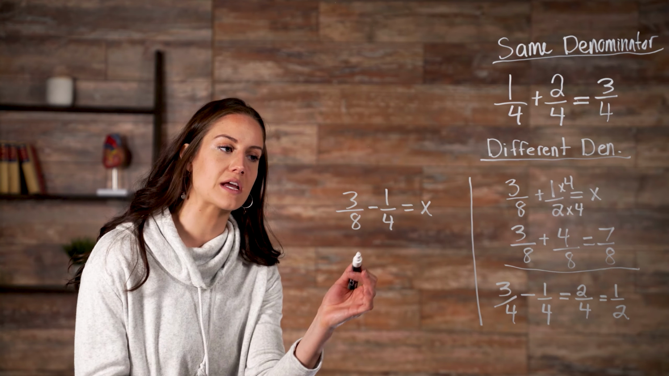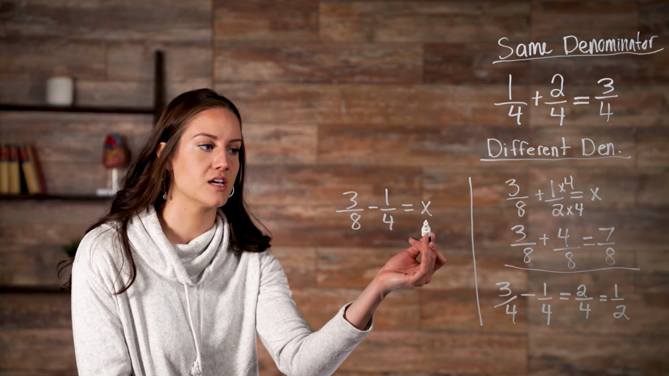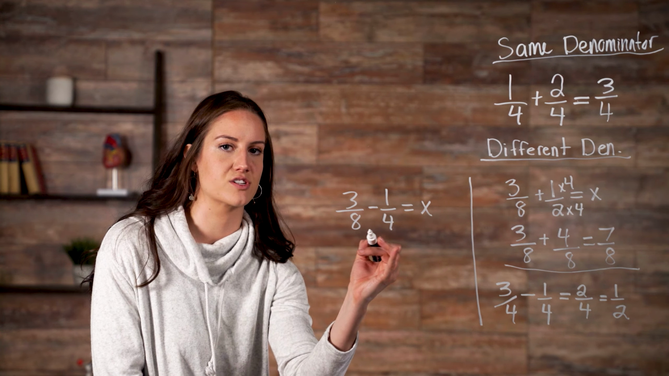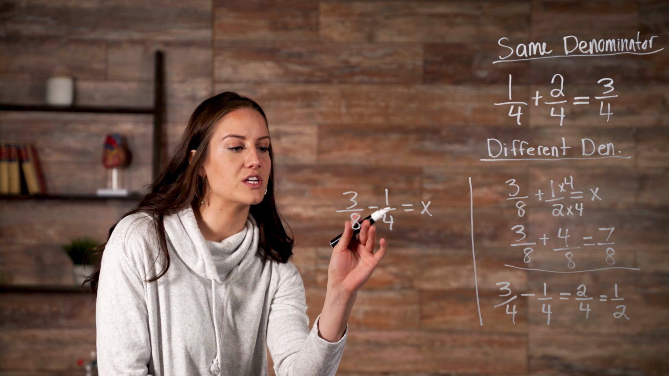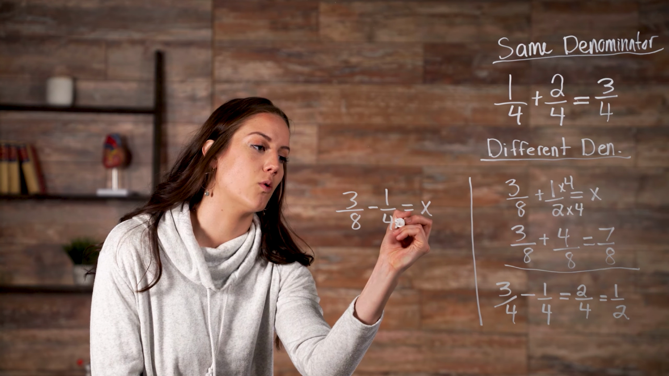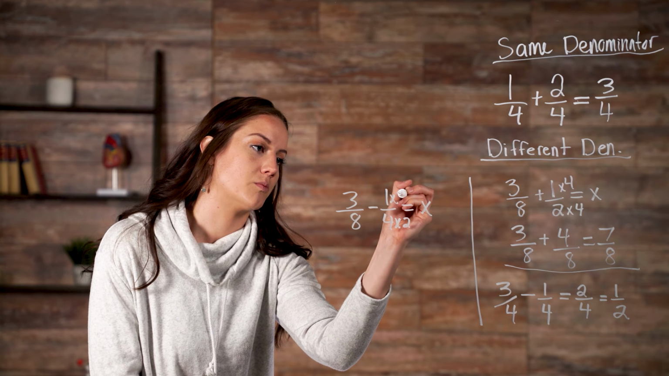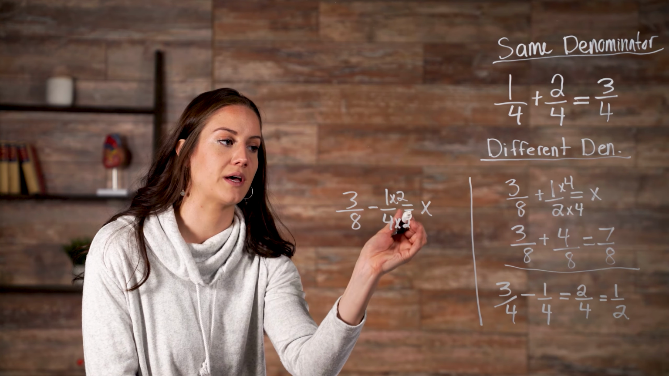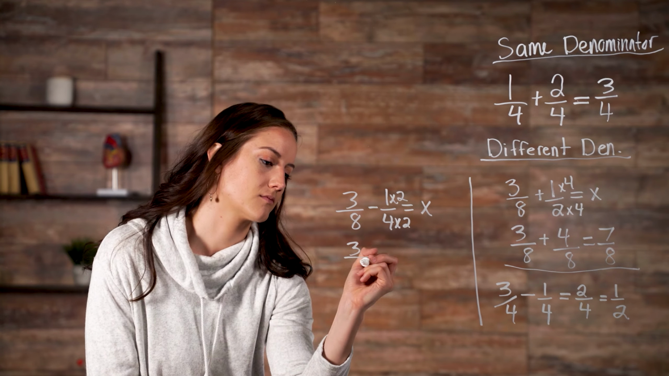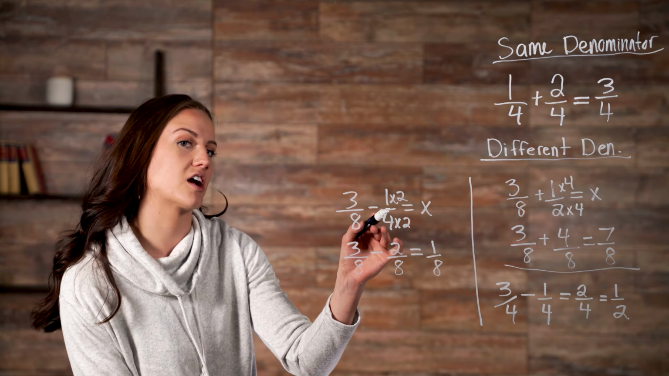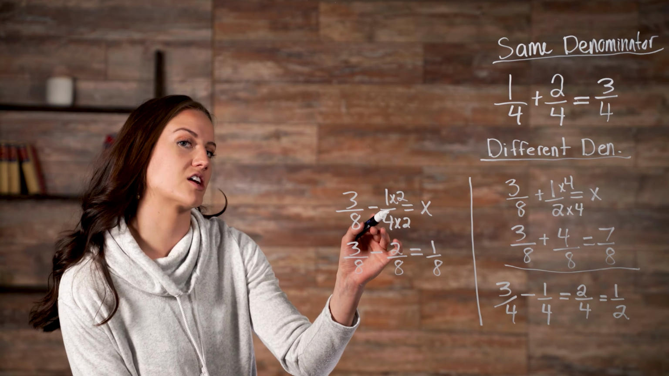So in this example, 3/8 minus 1/4 is equal to x. We're kind of looking at the same issue like we did over here. We need our denominators to match. So we need to find out what we can do to make our denominators match. Well, in this case, we can multiply 4 times 2. But remember, whatever we do to the denominator, we must do to our numerator. So we can multiply it times 2, and then here's what we get. So once we multiply our second fraction here by 2, we get 3/8 minus 2/8, which gives us 1/8.